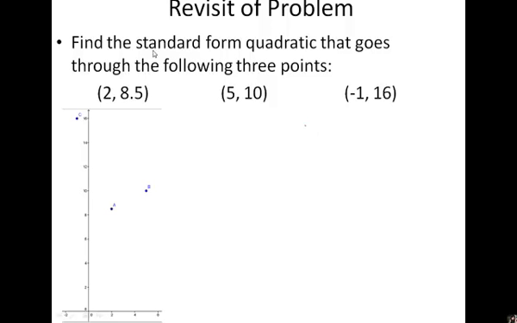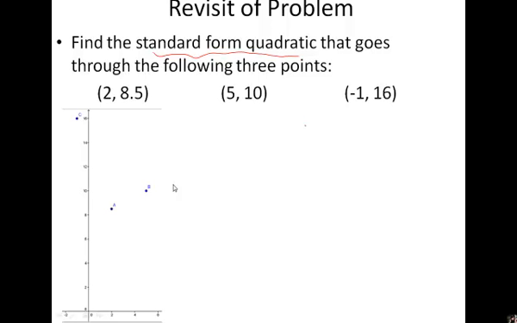So the problem was that we needed to come up with a standard form quadratic that goes through the following 3 points. The idea is that you don't really know where the vertex is. None of these points are it. So you couldn't use the vertex formula, y equals a times x minus h squared plus k, and of course, don't forget that a. You can't use something like that in this situation.